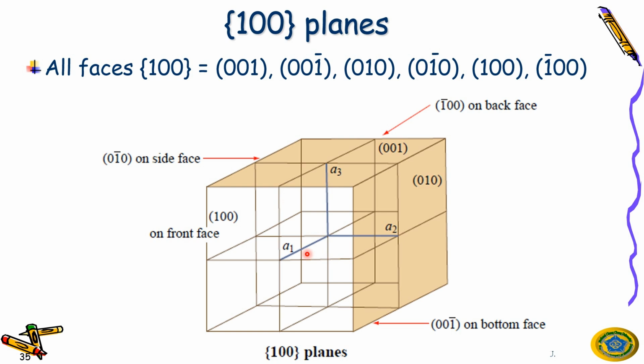Okay? All the faces. So if you use curly brackets, {100}, we are talking about these 6, which represent the same things. Okay?